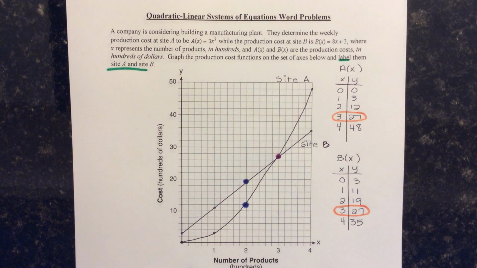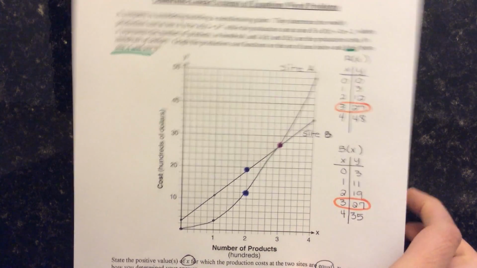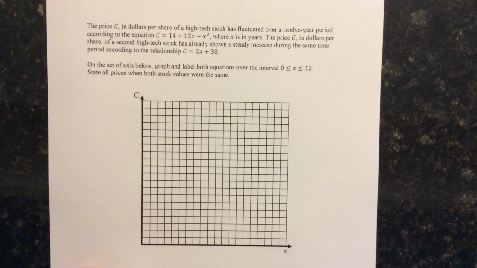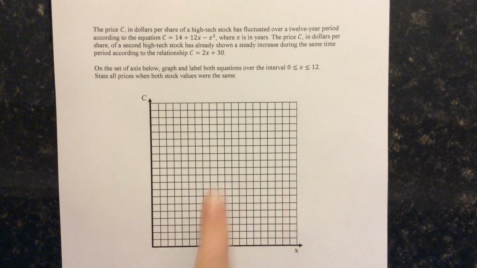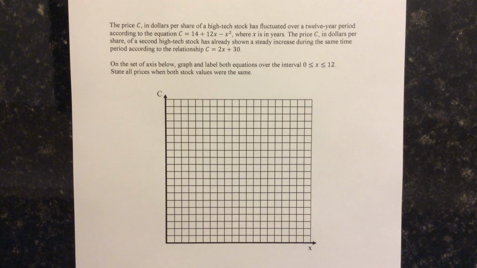Okay, let me grab that. So you'll notice on the next page, I've got a graph with nothing, just an x and a C. So get ready. Okay. So now this next question says the price C in dollars per share of a high-tech stock has fluctuated over a 12-year period according to the equation C equals 14 plus 12x minus x squared.